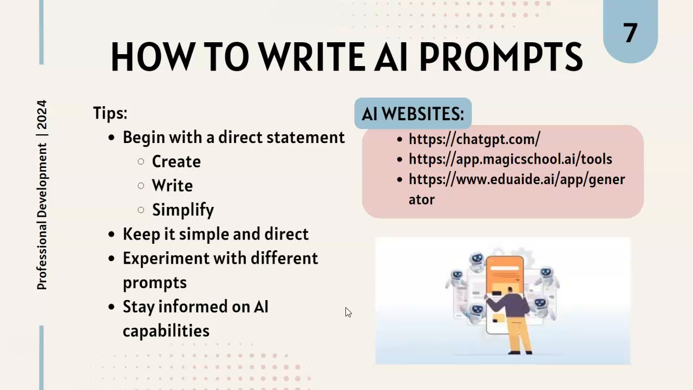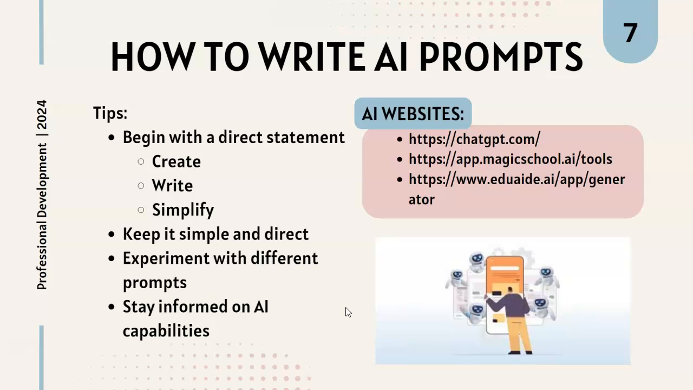Tips. To begin with, a direct statement. A direct statement means you create, you write, you simplify, meaning create a lesson plan, create an activity, write a paper, write some notes. You need to keep it simple and direct when you are prompting an AI system. You need to make sure that you are using simple language, but you are also being very direct in what exactly you want the result to look like.